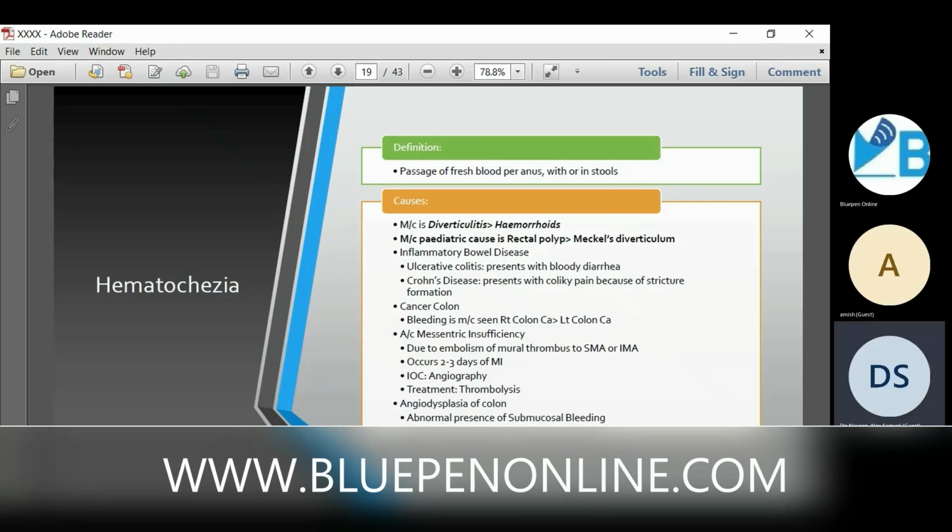Next is angiodysplasia of the colon. Angiodysplasia means there are small bleeding spots in the mucosal structure of the colon. So it's an abnormal presence of submucosal bleeding within the colon. It's called hematochezia. So now you understood the causes of hematochezia.